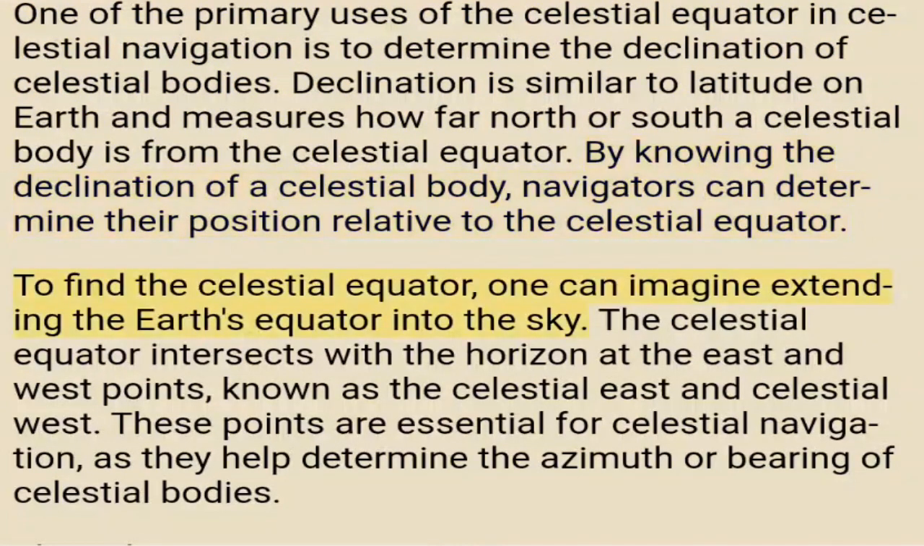To find the celestial equator, one can imagine extending the Earth's equator into the sky. The celestial equator intersects with the horizon at the east and west points, known as the celestial east and celestial west. These points are essential for celestial navigation, as they help determine the azimuth or bearing of celestial bodies.